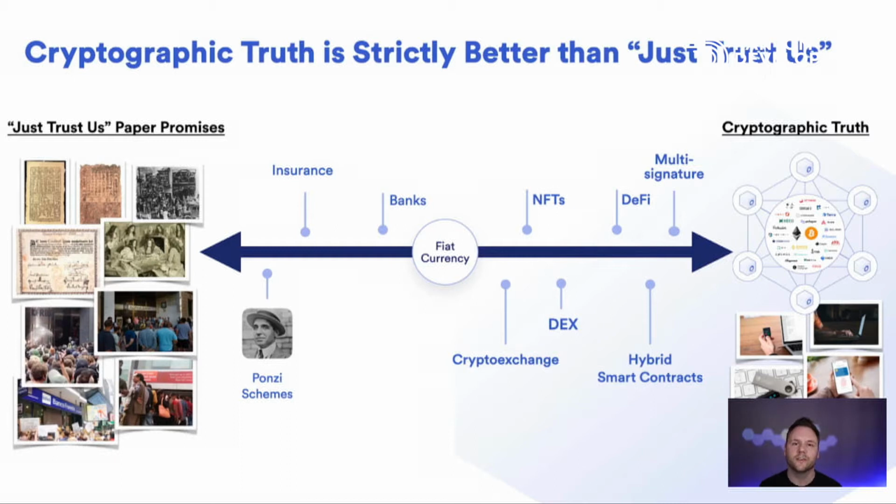And you can kind of think of this as a spectrum, where on one end of the spectrum, you've got this trust us, paper promises, like we see this a lot with Ponzi schemes. This is actually the same sort of thing that happens with insurance banks, fiat currency. And then on the other end of the spectrum, you've got this idea of cryptographic truth, which is multi-signature, powered by hybrid smart contracts, powered by blockchain, where instead of relying on these digital agreements that trust each individual to behave, we're actually relying on programs and applications and systems that enforce correct behavior.